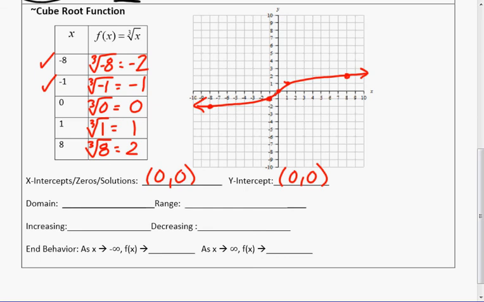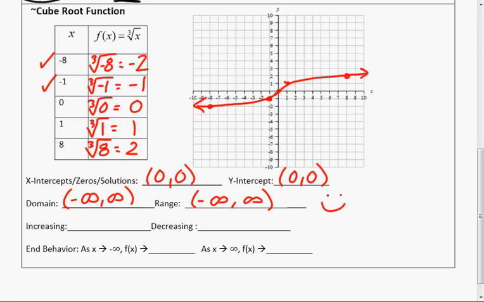The domain. So again, we see arrows pointing left and right forever. The domain is all real numbers, negative infinity to infinity. The range, also sneaky like the square root function, doesn't look like it's going to get very much higher, but it actually does. And the range reaches all real numbers as well. So this one is a pretty easy function to talk about its domain and range with, because the domain and range is always all real numbers.